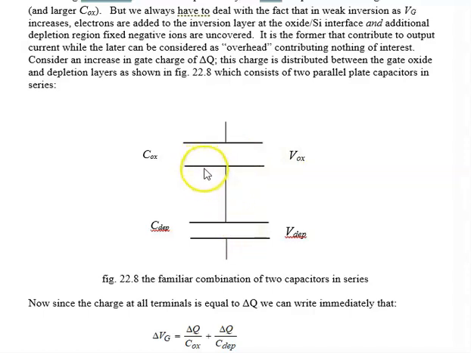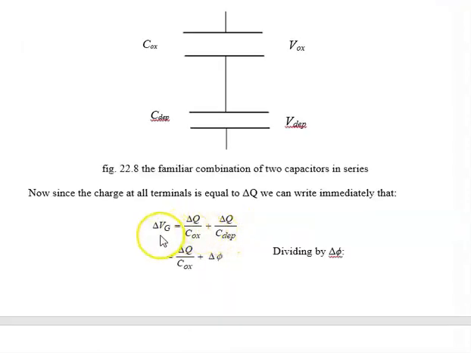This is a very pessimistic picture. I should have made these lines closer than these lines because I want C ox to be much bigger than C dep. Anyway, if I increase the gate voltage, the voltage across the series combination, the delta Qs are the same. The only differences are the C oxes. And this guy right here is delta V, because charge divided by capacitance is voltage.